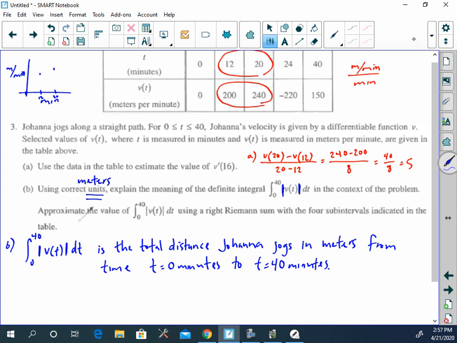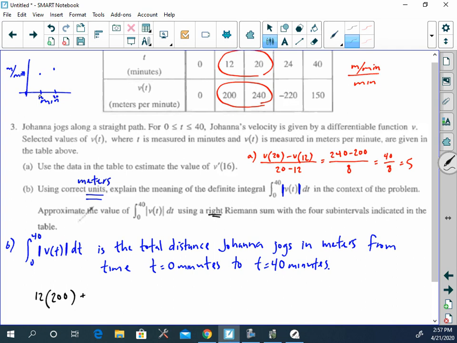But the main process here is taking the base times the height, and we're doing a right Riemann sum. Be real careful that you look at that. So going from here to here, our base is 12, and then our height is 200.